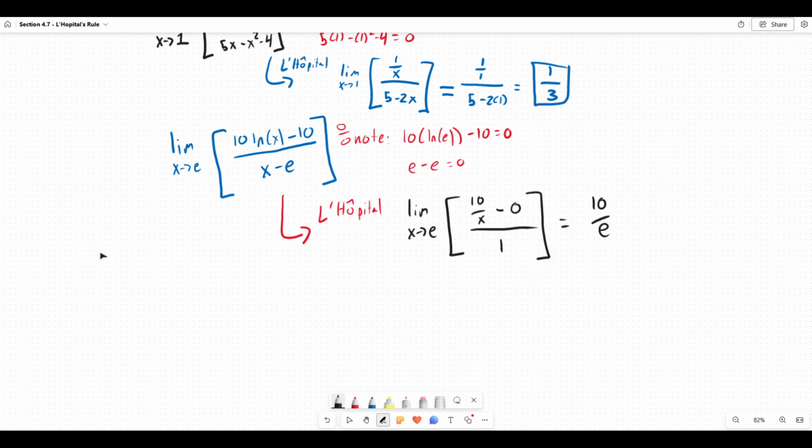Which is not a very nice looking answer, but it is correct. And again, we're able to do this because it is in this indeterminate form. And you need it in these indeterminate forms if you're going to evaluate these things.